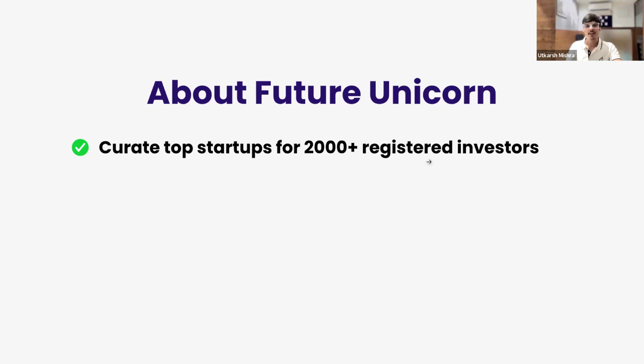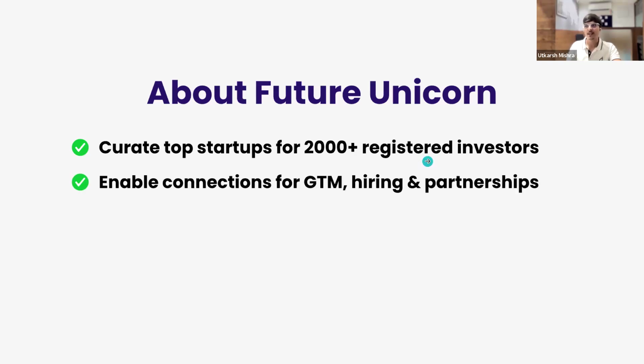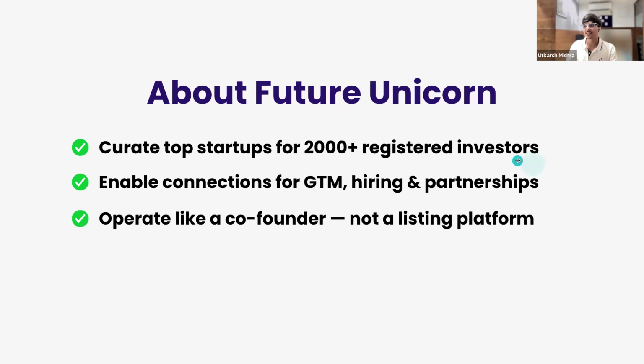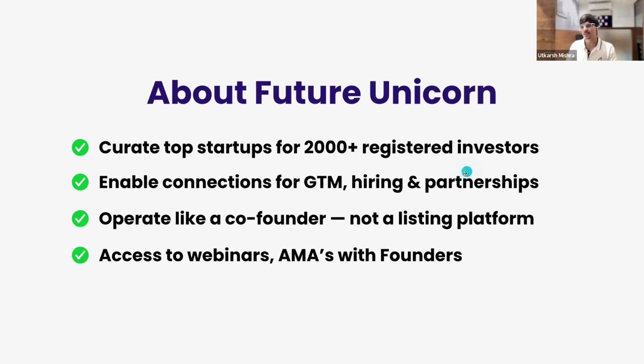And we have Future Unicorn where we have 2,000 registered investors. We enable hiring, GTM, and all the collabs and partnerships that startups are looking at. Like one startup can partner with another startup. This is a closed ecosystem where someone who is looking for an HRMS can partner with Uknowva. Someone looking for a carbon credit solution can partner with eco rating. So this is a closed ecosystem where one startup can help the other startups in this way. So we are not just a listing platform, we are acting like an active co-founder.